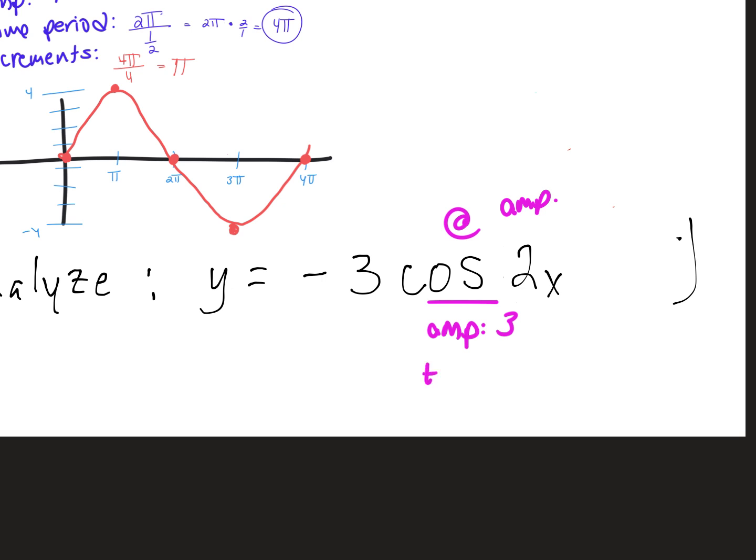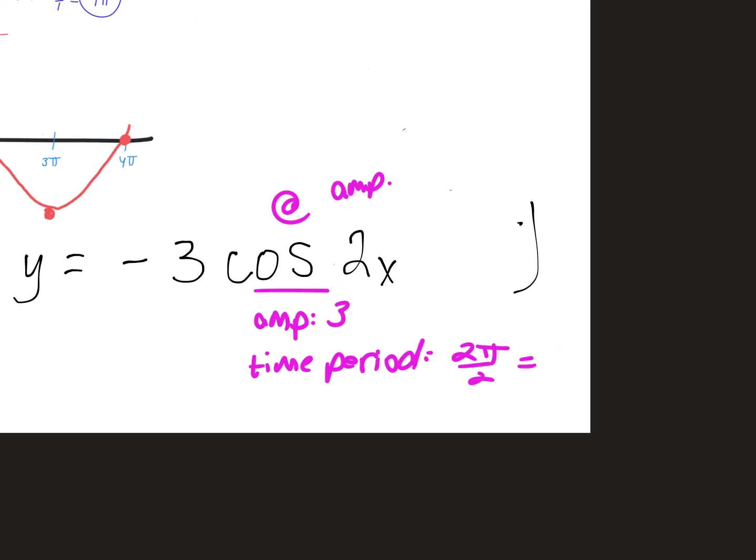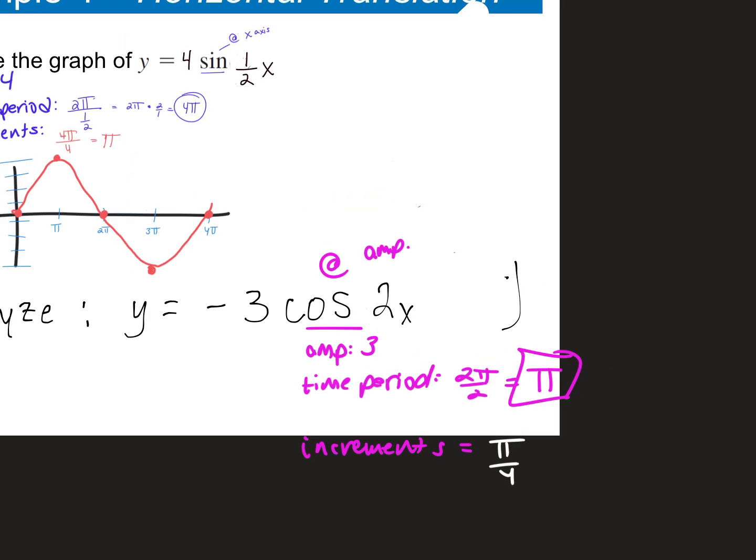All right. So your time period. How are we going to find the time period? It's 2 pi divided by 2. So we're talking about from 0 to pi. There you go. So your increments. Your increments. We're going to break this up into 4 pieces. So how do I figure out my increments? Pi divided by 4. So each tick mark is going to be pi divided by 4 away from each other.